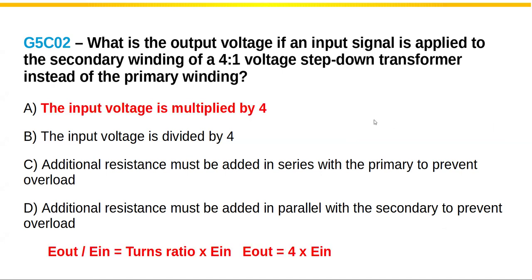Oh, you're doing it backwards. It's 4-to-1 turns ratio, so it's 1-to-4 when you go the other way. I thought winding is still primary and secondary. Well, that's just nomenclature. Normally, the primary is where you normally hook it up, but if you hook it up to the other one, that's the primary.